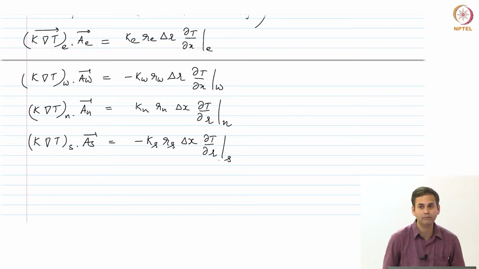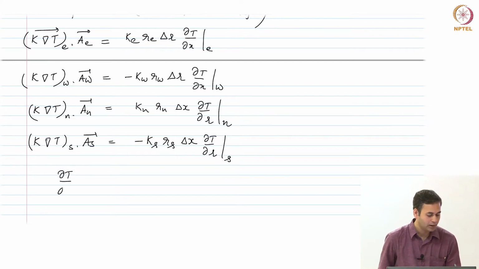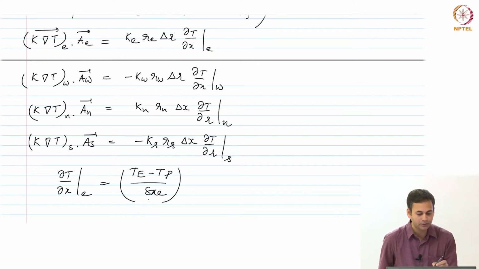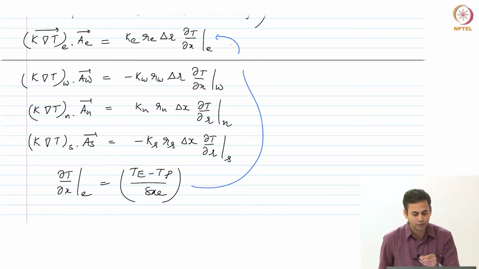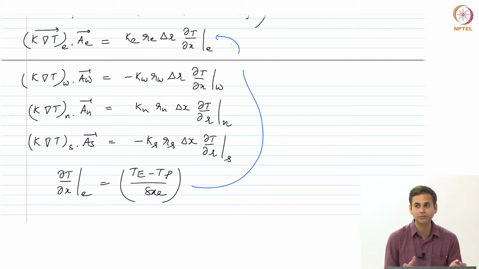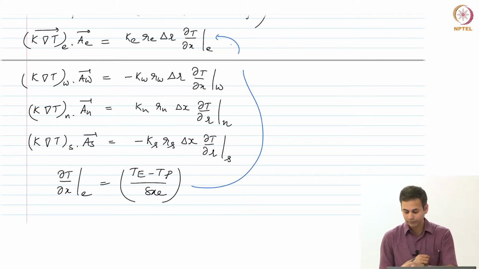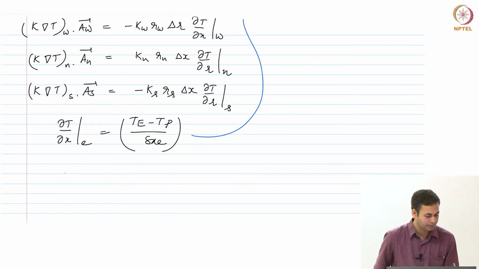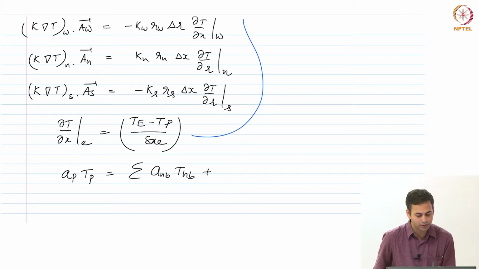Of course, now we can apply a linear profile assumption for the variation of temperature between the cell centroids and evaluate these gradients on the faces. For example, partial T partial x on the east face, we can write it as T east minus Tp by del x E, and so on. Then we use those relations to substitute back in here and rearrange the terms, and we get our favorite equation, that is AP Tp equals sigma A and B T and B plus B.